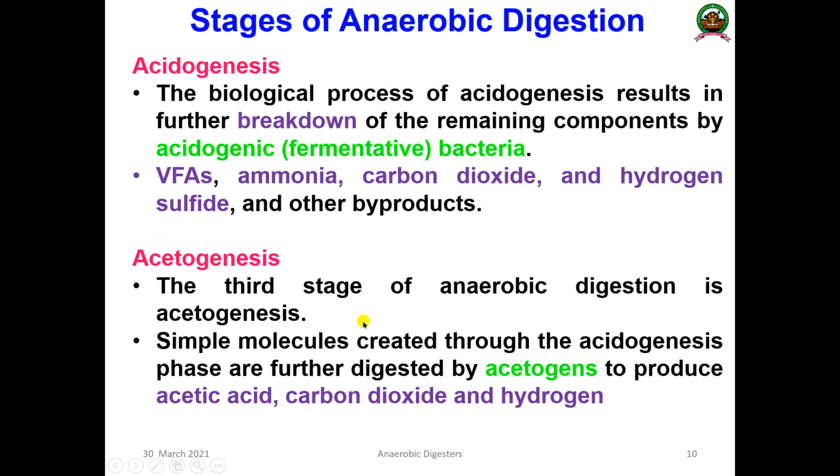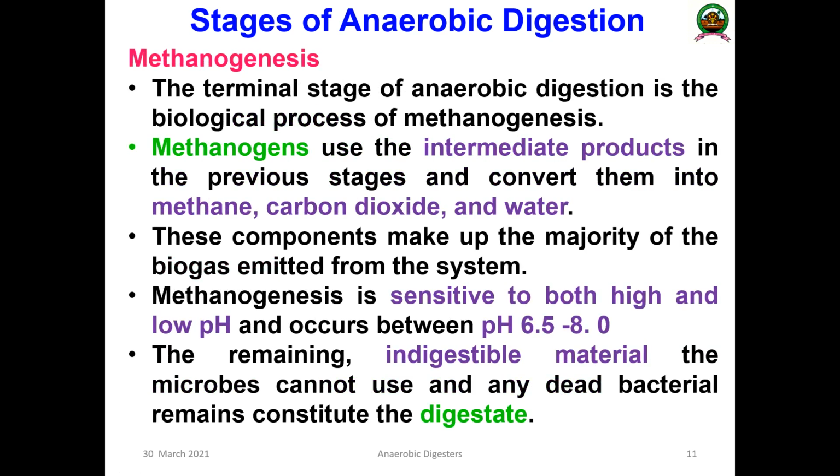Okay. This is the third stage of anaerobic digestion. The simpler molecules that were created in the previous step, such as volatile fatty acids, ammonia, carbon dioxide and hydrogen sulfide, will be converted to acetic acid, carbon dioxide and hydrogen by acetogens or acetic acid bacteria. So that is the important step.